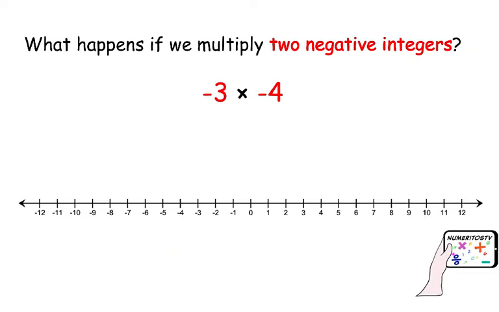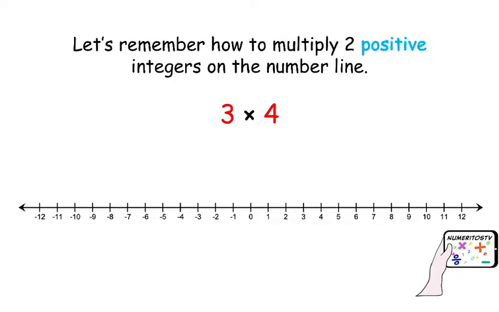But what happens if we multiply two negatives? To understand this rule, I am going to show you how to multiply on the number line. So let's remember how to multiply two positive numbers on the number line. The first integer is going to tell us how many jumps you are going to make starting from 0, either to the left or to the right.